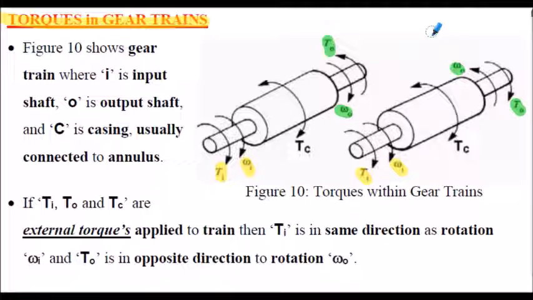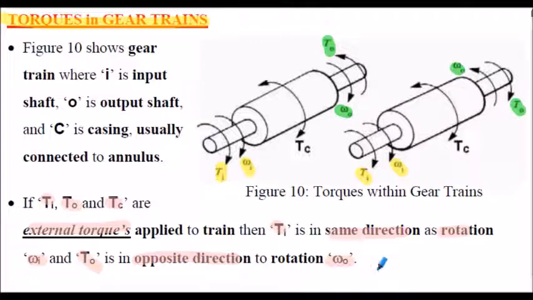So when we're analysing torques associated with a gearbox, we have to think of these two configurations. So Ti, To and Tc are called external torques that are being applied. The Ti is in the same direction, shown rotating with the omega i, but notice that the To is in the opposite direction, always it will be, to the output angular velocity.